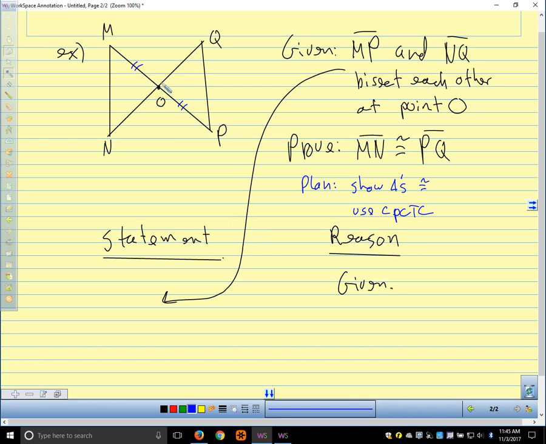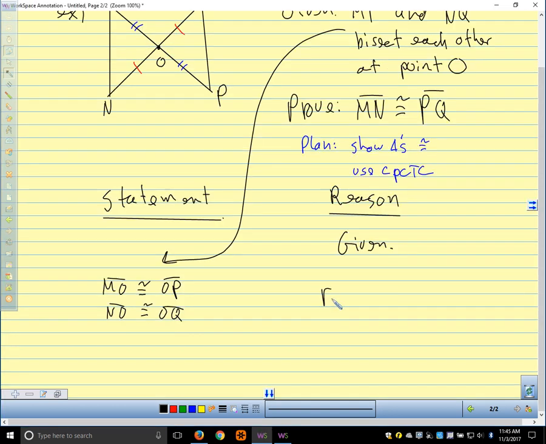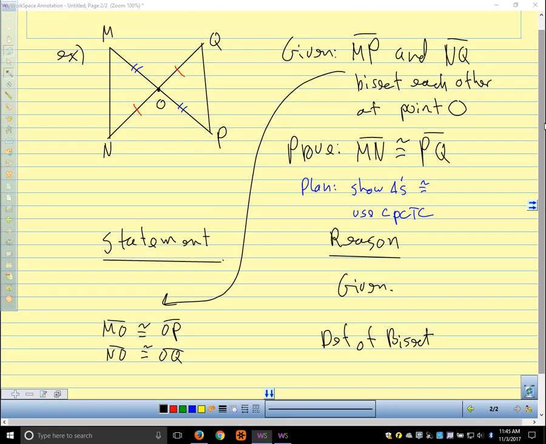And segment NQ is bisected at point O. So we can mark segment NO and segment OQ congruent. So I'm going to say segment MO is congruent to segment OP, and segment NO is congruent to segment OQ. And my reason for that would be the definition of bisect. That's what bisect means, is that it's been cut into two equal pieces.